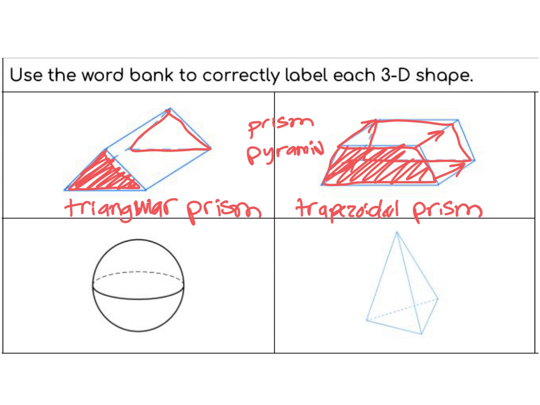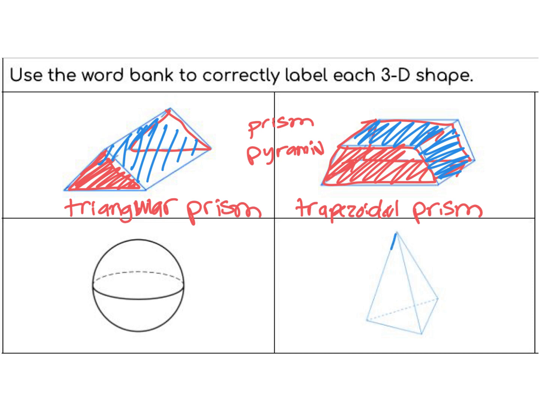Now, if there's only rectangles in the shape, then it's probably a rectangular prism. But notice how both of these shapes had rectangles. See, there's a rectangle here. We aren't going to use the word rectangle unless it's the only shape that we see, because all prisms are going to have some rectangles in them, just like all pyramids are going to have triangles in them.